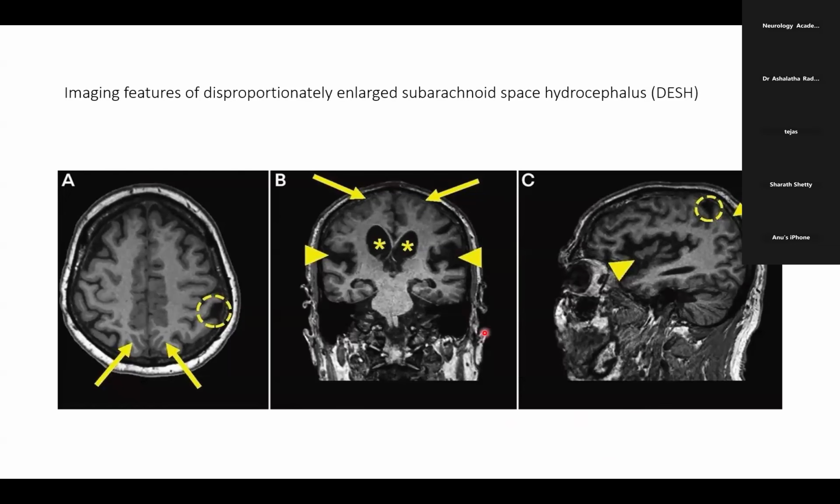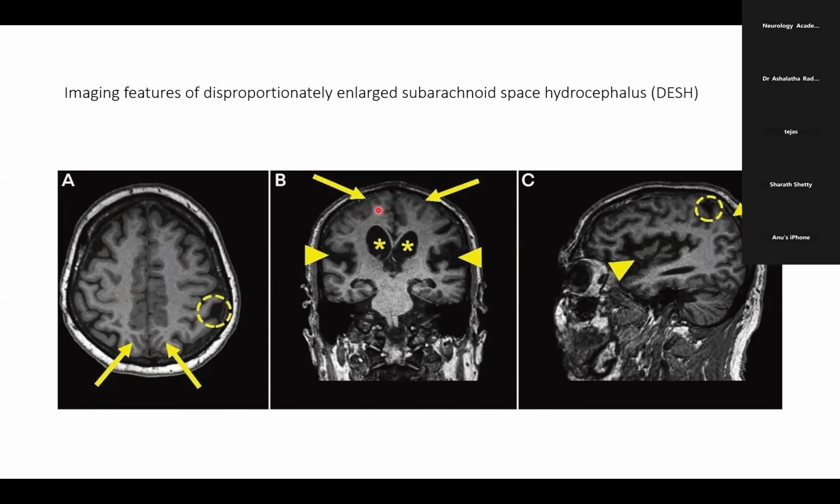These were the linear measurements, and coming to the imaging features of DESH. DESH means disproportionately enlarged subarachnoid space hydrocephalus. Here we can see in figure A an axial section T1 weighted image at which we can see high convexity tight sulci. And this dotted circle is showing a focal sulci dilatation.